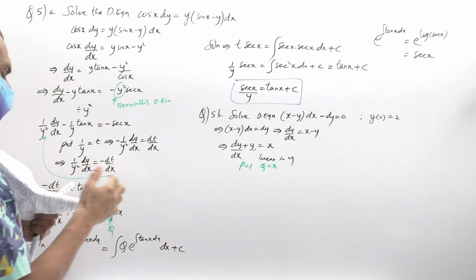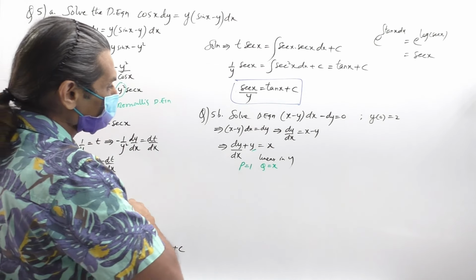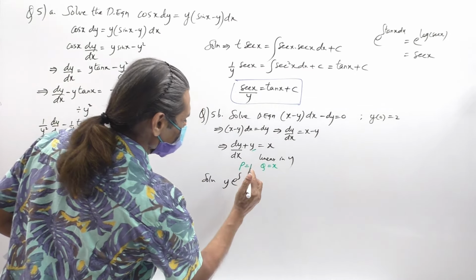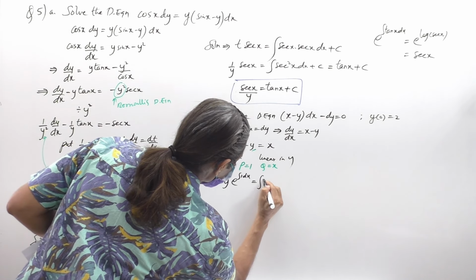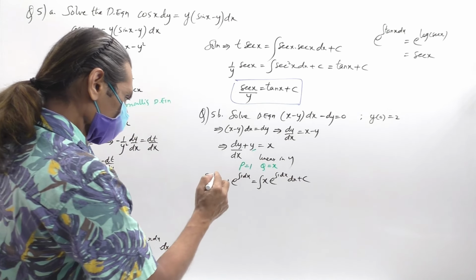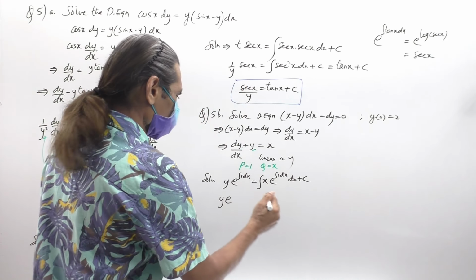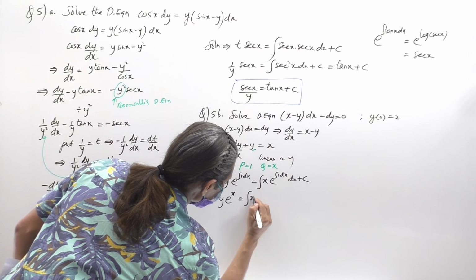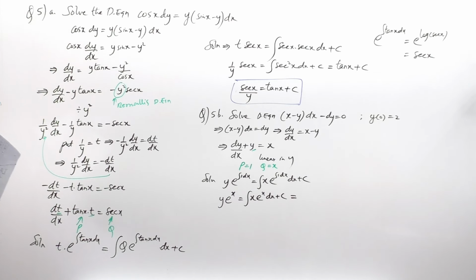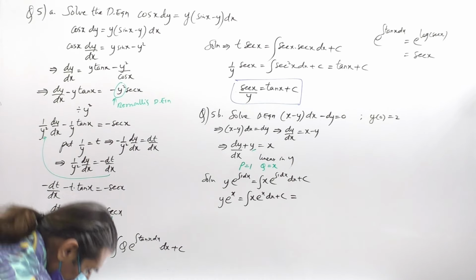As we already discussed in a previous question, when it is linear in y, the solution is y into e raised to integration of p dx, what is p, 1 dx, is equal to integration of q, which is x, into e raised to integration of 1 dx, dx, plus c. So this will be y into e raised to x, since integration of 1 dx is x, is equal to integration of x into e raised to x dx plus c. Now, integration of x into e raised to x, I can solve using integration by parts.